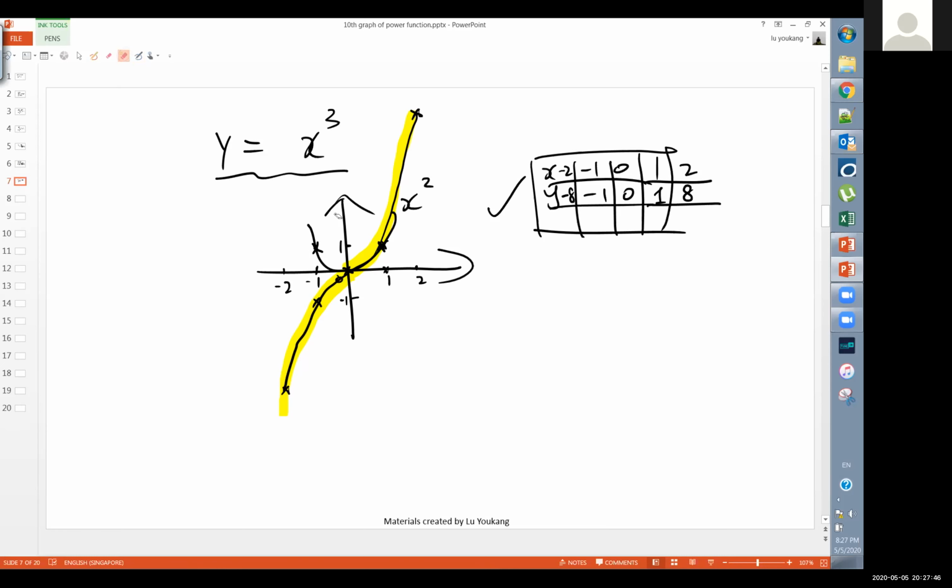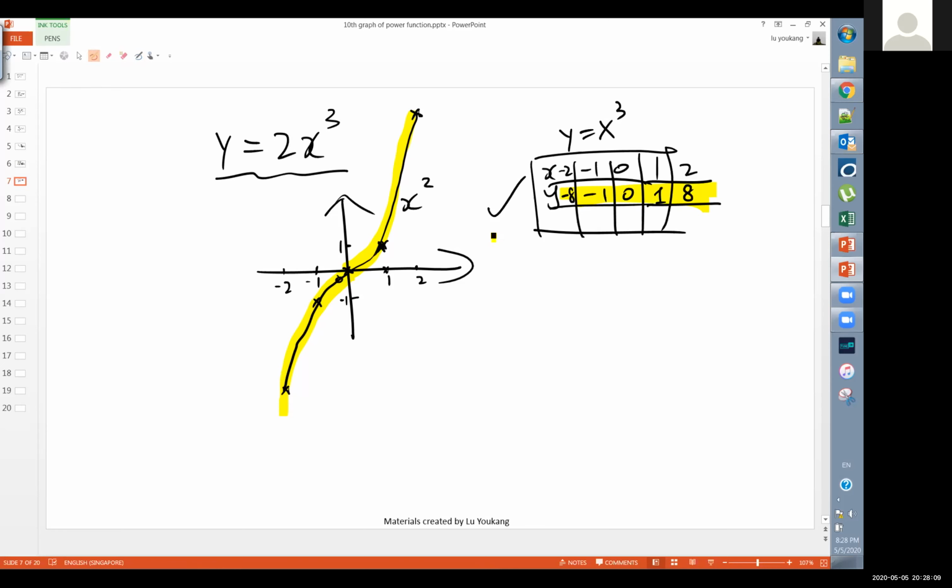Okay, so let me also add in a constant k and see how it will affect this. So this is my y equals x to the power of 3. Let me add in a constant 2 and see how it affects. So when it's 2, what it means is all these numbers here need to be times 2.